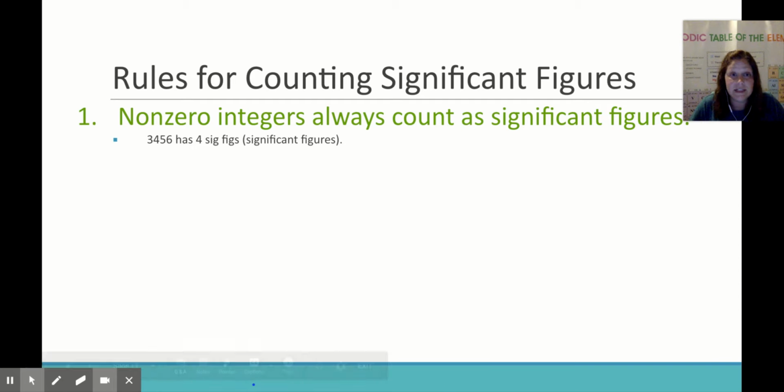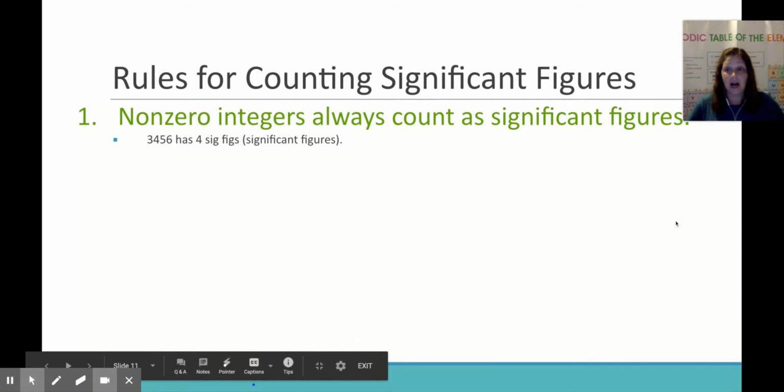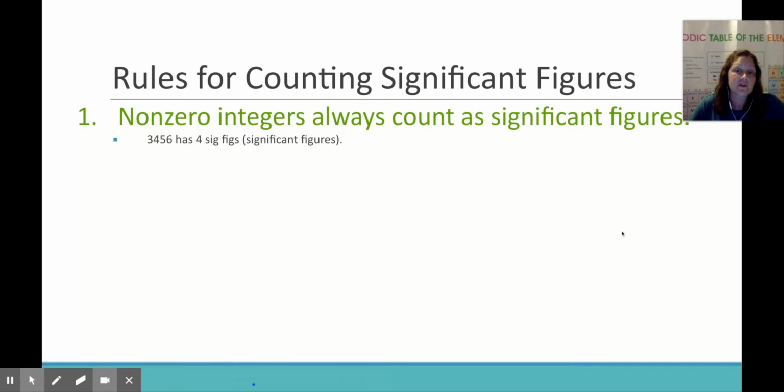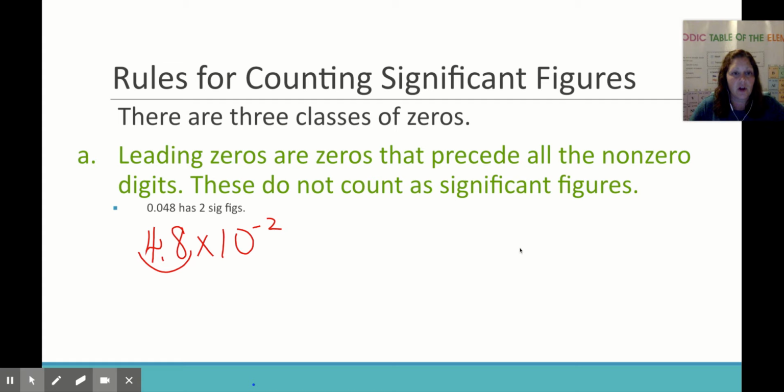When we're counting significant figures, we know that non-zero integers are always part of the significant figures. So for example, 3456 has 4 significant figures. We also know that the leading zeros that precede all non-zero digits are not significant figures. So like 0.048 would only have 2 significant figures.